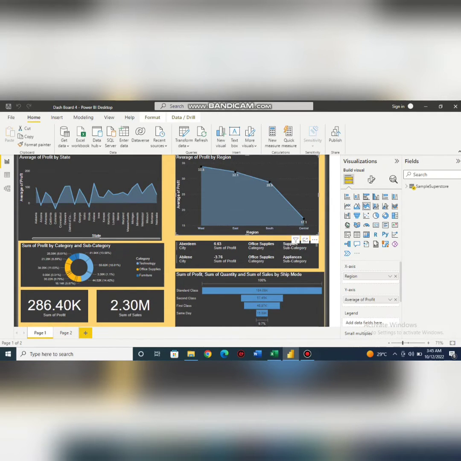Here I have visualized the profit by region. The West has the most profit, the West region. East has less than West. South has even less, and Central has the least profit.